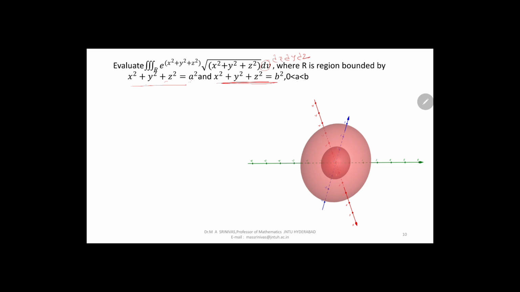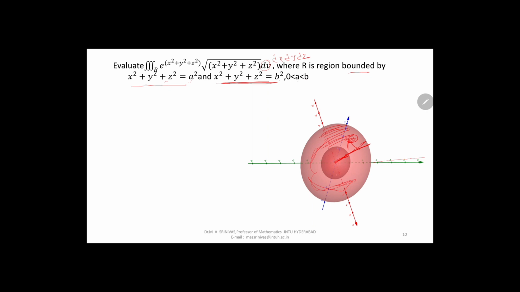A is less than b. A is the radius, so this is A, and this is B. Your region is bounded by these two spheres, meaning this inner part does not come in. This is the region of integration, whatever I am marking here with red color. This is your x-axis, this is your y, and this is your z-axis. In this region, how do we take the limits?